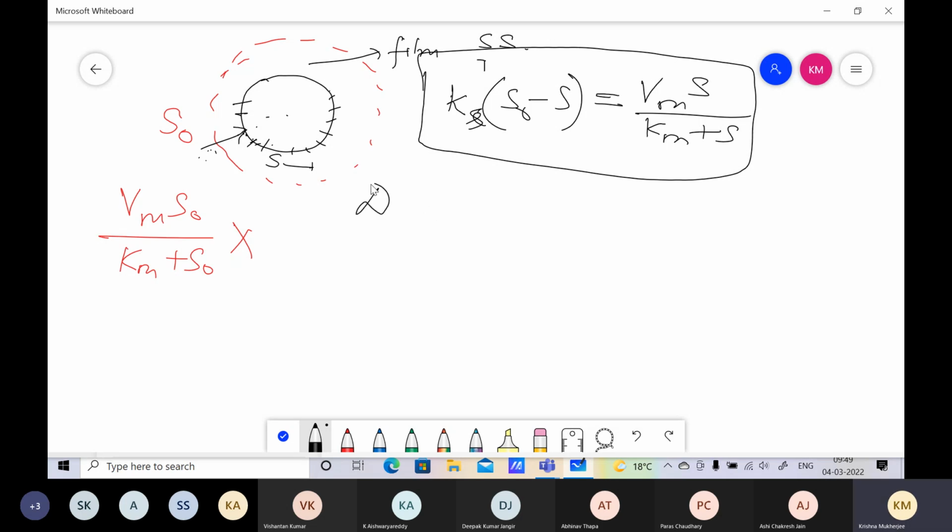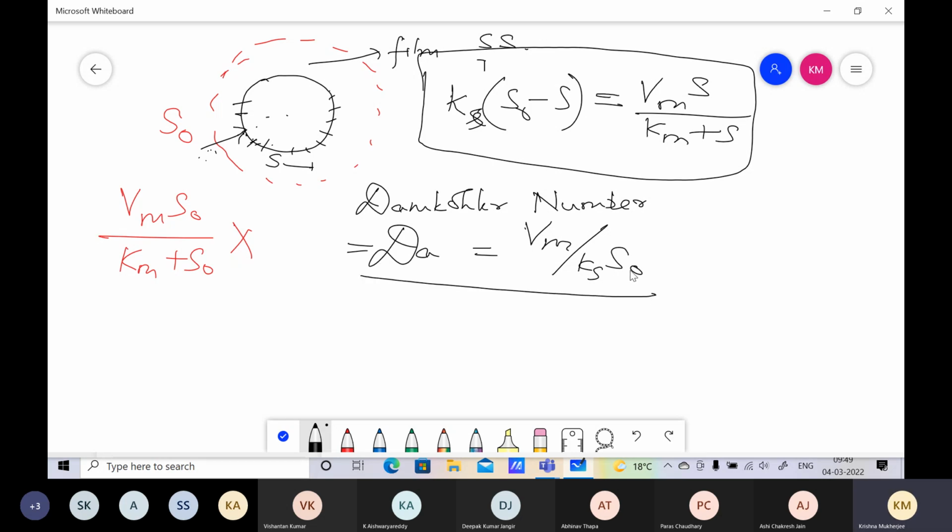And I hope you are familiar with, again, the Damköhler number. What is the Damköhler number in chemical engineering? Da is equal to reaction upon diffusion. The maximum reaction rate upon the maximum diffusion rate is a measure of the reaction. So it will be equal to the maximum reaction rate Vmax upon Ks, and the maximum diffusion is S0. So the Damköhler number, which is a ratio of the reaction rate upon the diffusion rate, will be given by this number here, Vm by Ks by S0.